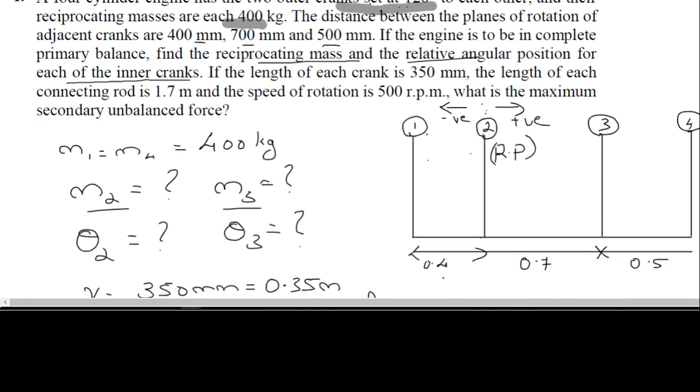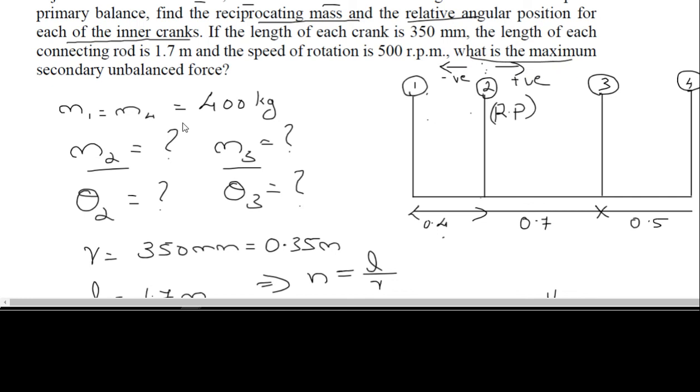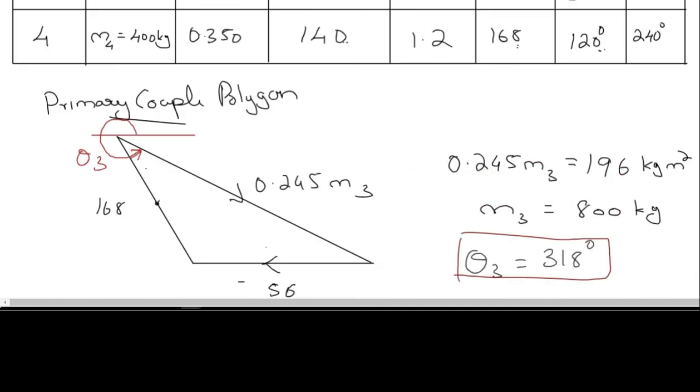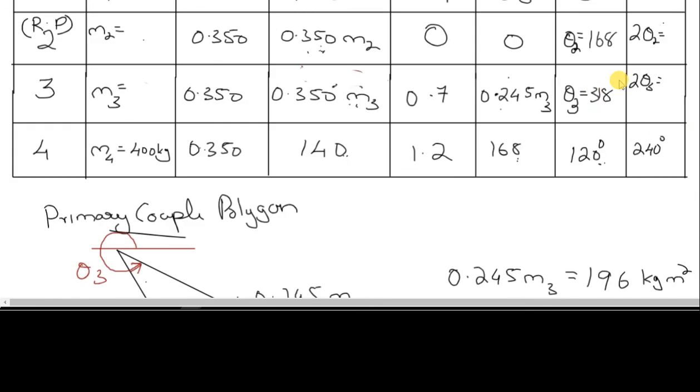Now we want to find out what is the maximum secondary unbalanced force. To draw the secondary unbalanced force, we need to complete that table. We already got this as 168, this as 318. So 2 times 318 will be 636, but 636 we cannot draw, so we will do it.